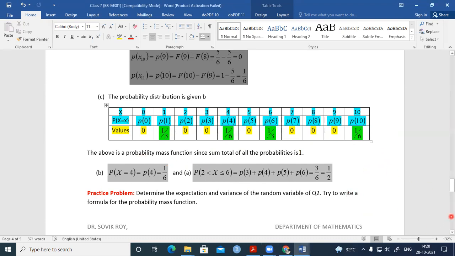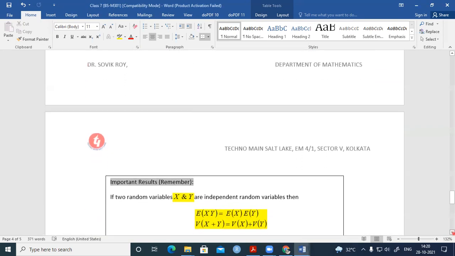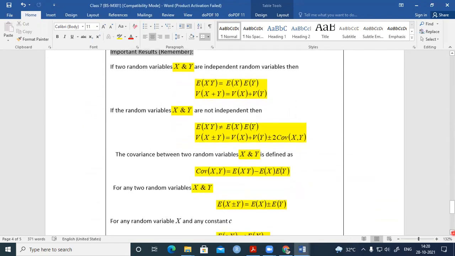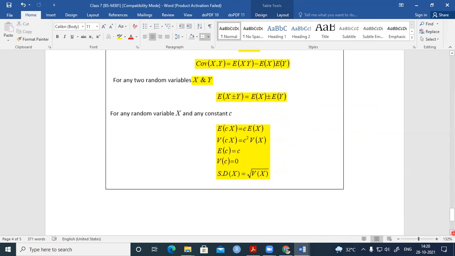Once you have got the values and the probabilities, you can calculate the expectation and variance, which I have left for you to calculate by yourself. I have also provided the formulas for expectation and variance here, and their properties also.